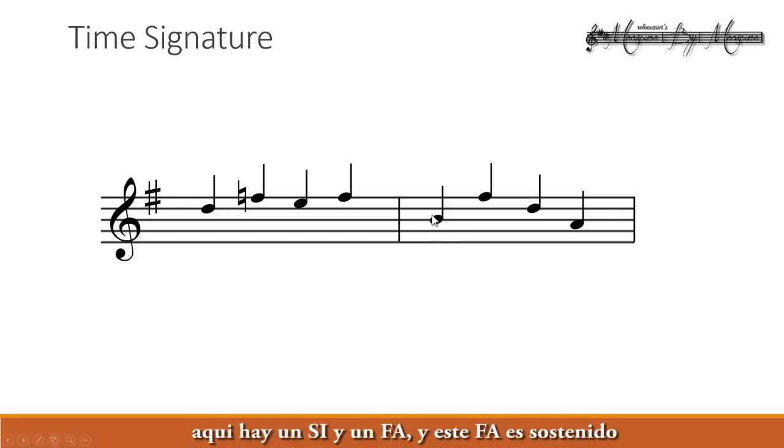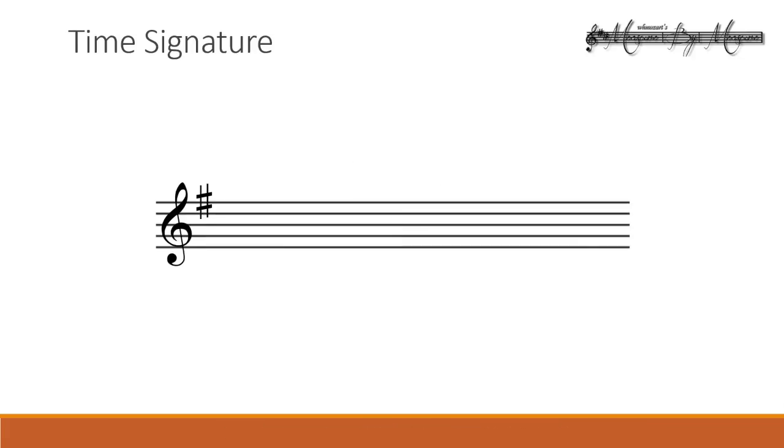So here we have a random B, here we have an F, and this F is sharp because this natural only works for this measure and only for whatever comes after that note. And then we have a D and an A. We don't really care about those. I hope that's clear, and that is important to understand. So if you had trouble understanding that, then go back, revisit, and see it again. I hope I explained myself clearly there.